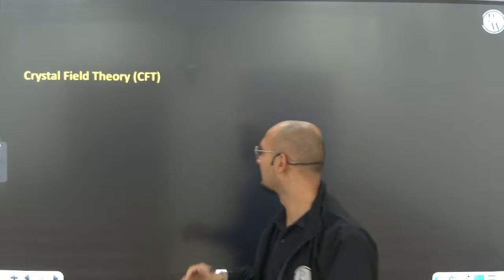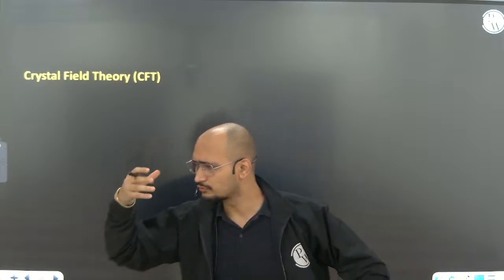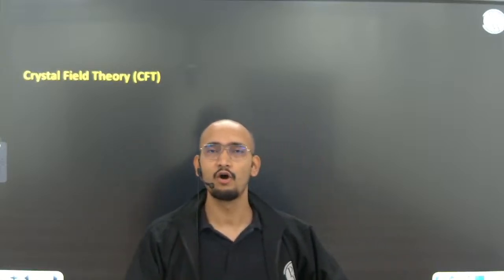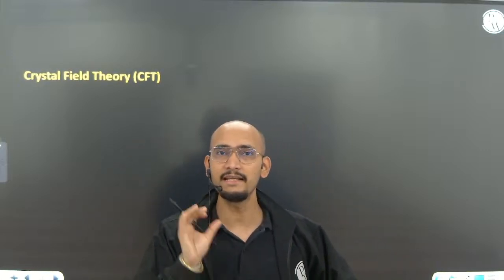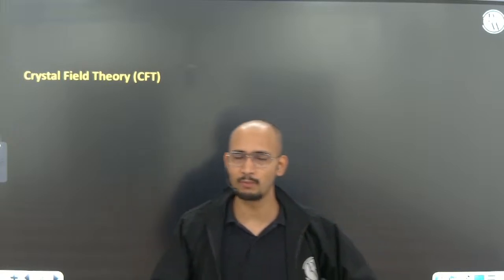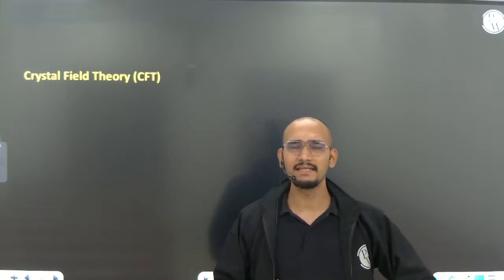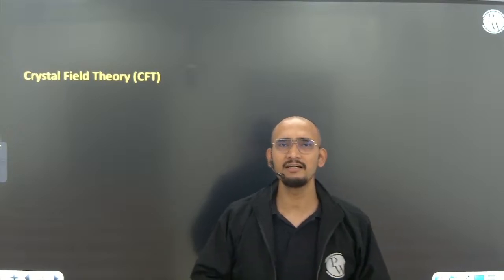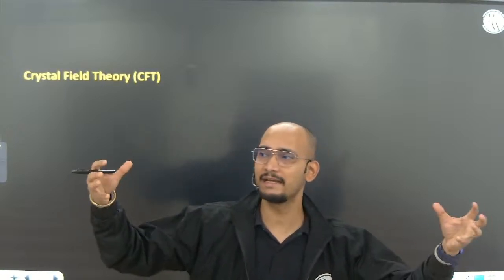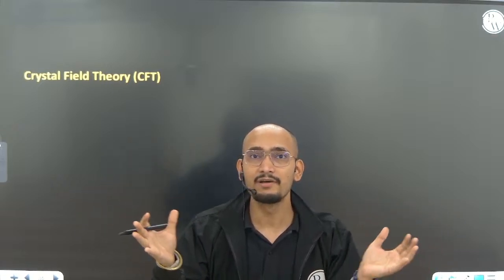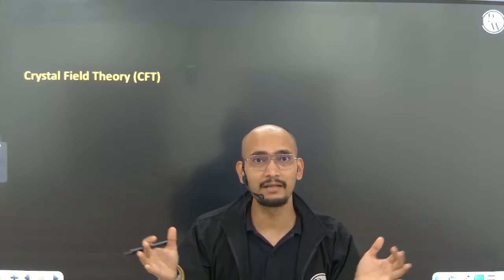Now, in such a case, what happened in crystal field theory? The bonds were imagined to be purely ionic. This was one of the problems with crystal field theory. It tells you about how the ligand and metal approach each other. First of all, they approach each other. Then, once negative and positive approach, they will attract each other.